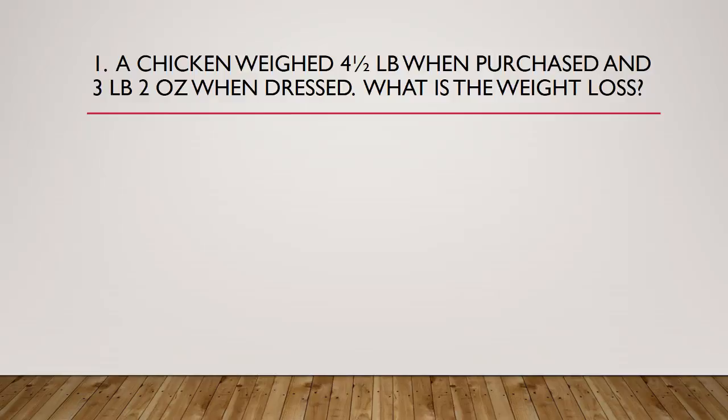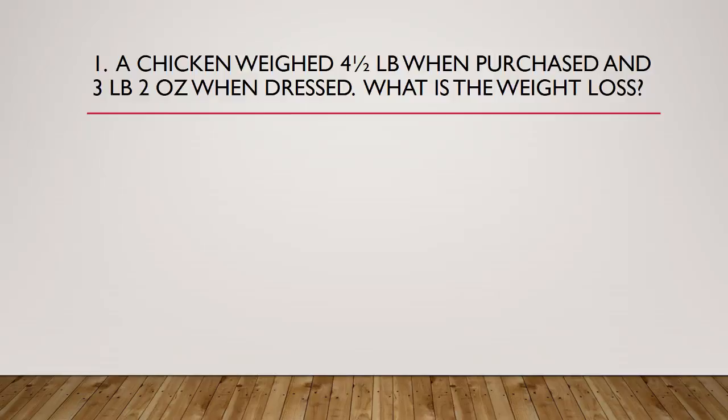We bought a chicken and it weighed 4.5 pounds. And after we dressed it, there were 3 pounds, 2 ounces left. So we boned it, we skinned it, we cut out the gizzards and little bits of fat, and our 4.5 pound chicken was down to 3 pounds, 2 ounces. So what is the weight loss? How much is now gone? These are some of the calculations we need to make to finally get to our selling price for our menu price that we will charge our customers.